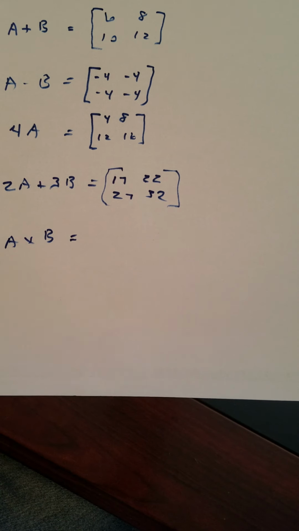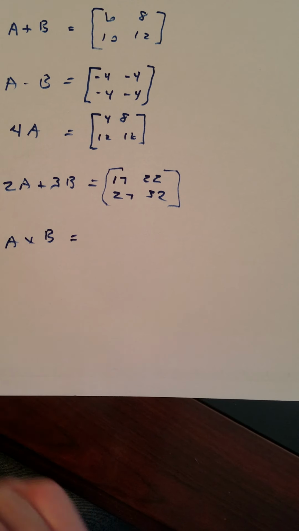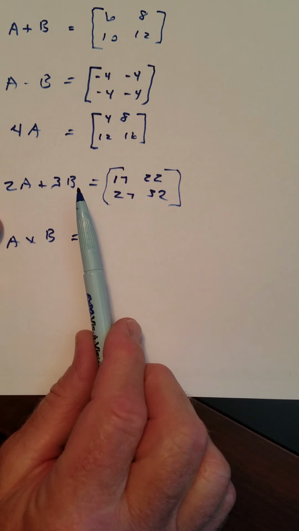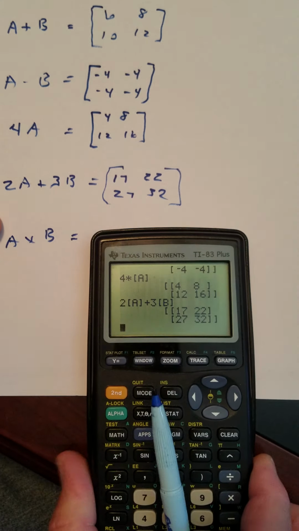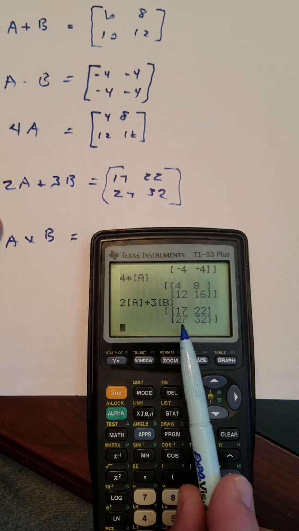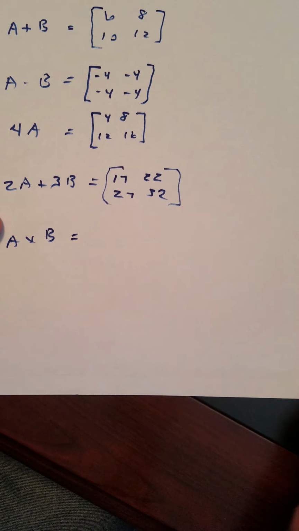Okay, sorry about that. I got cut off. But I was finishing up. I did 2a plus 3b, and you saw how I put that in the calculator. I got 2a plus 3b, and I got 17, 22, 27, and 32.